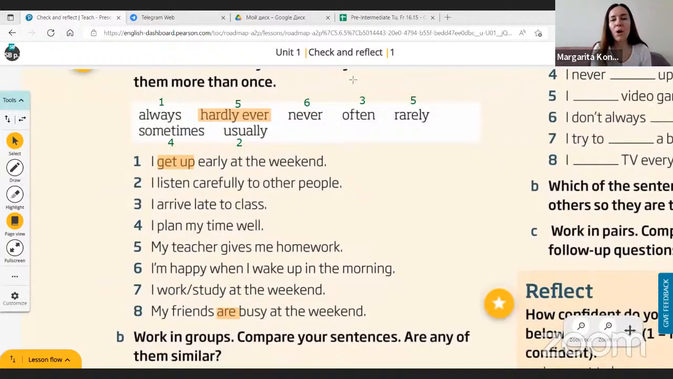Okay, now ladies, I will ask you to look at these sentences, and can you please rewrite the sentences to make them true for you using some of these words. For example, I always get up early at the weekend. I never get up early at the weekend. Okay, look at these sentences and think which words you use. Okay, 1 minute to think for you.